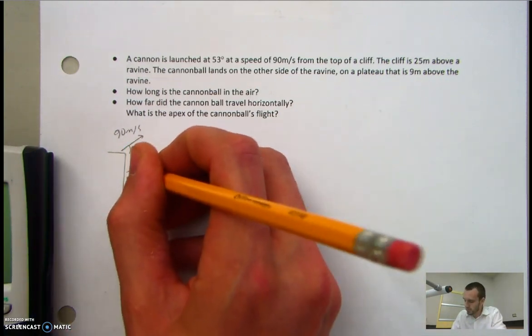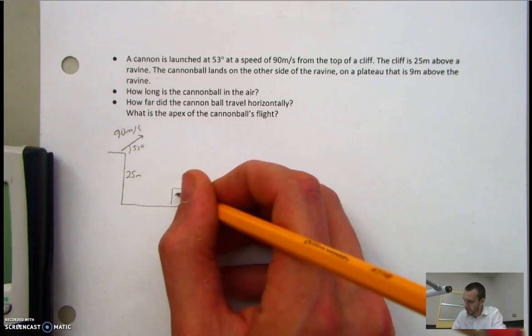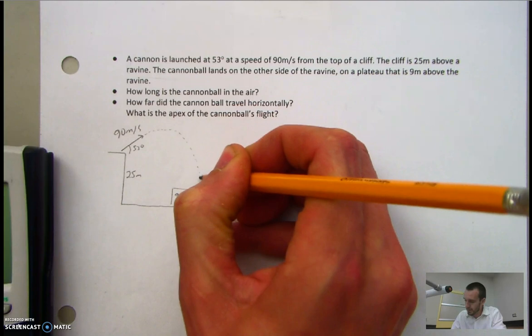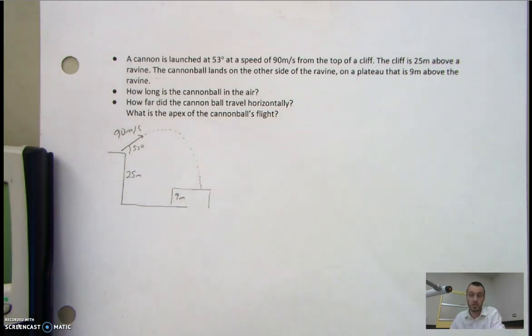It also says this cliff is 25 meters high. It says this cliff is 9 meters higher, this plateau, I should say. And it's going to go up and it's going to come down like this. We expect our projectile to follow that parabolic path.